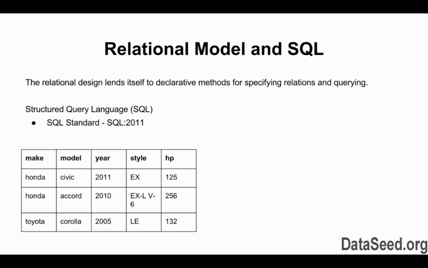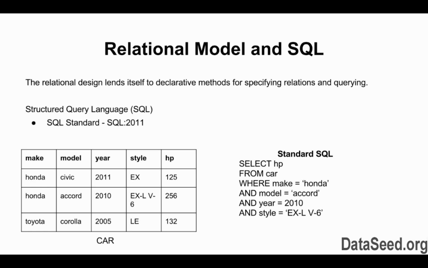So let's look at the following table or relation. We'll call it the car table. It has the following attributes or columns: make, model, year, style, and horsepower, or HP for short. Now, let's say we want to ask how much horsepower or HP does the Honda 2010 Accord EXL V6 have? In standard SQL, we'd write select HP from car, where make equals Honda, and model equals Accord, and year equals 2010, and style equals EXL V6.